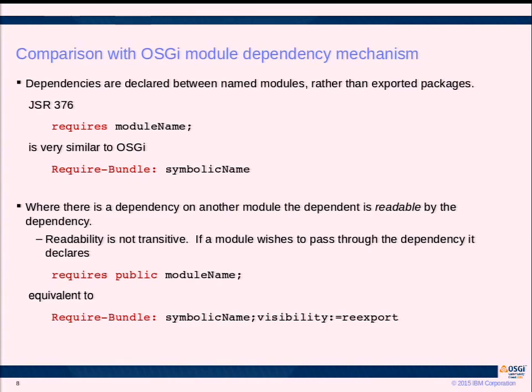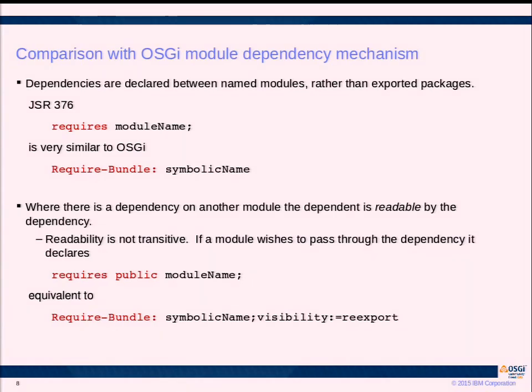Readability isn't transitive, so obviously if somebody puts a requirement on me as my APIs, they don't get to see things, well, okay, it's a bad example because they are in the base and everybody gets to see the base, but they wouldn't see transitive other things which I required. And so the JSR spec says that you would use the keyword public here, so you say requires public, some module name, to pass through the dependencies that you have already seen. And again, if you compare that with OSGi, the Require-Bundle visibility:=reexport is the equivalent of that.